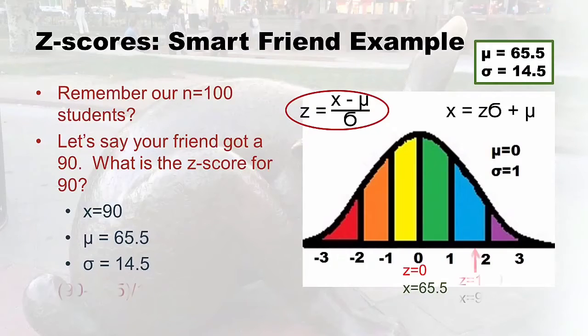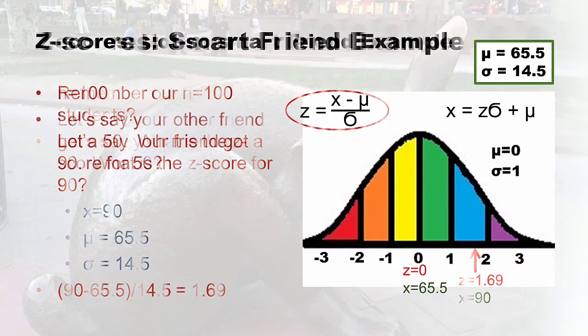So let's do it. Okay, so x minus mu is going to be 90, which is our x, minus 65.5. You do that out first, and then you divide it by 14.5, and look, our z-score is 1.69. And that's exactly where we thought it would be. It would be somewhere between 1 and 2. And so as you can see, you can take any x and convert it to z.